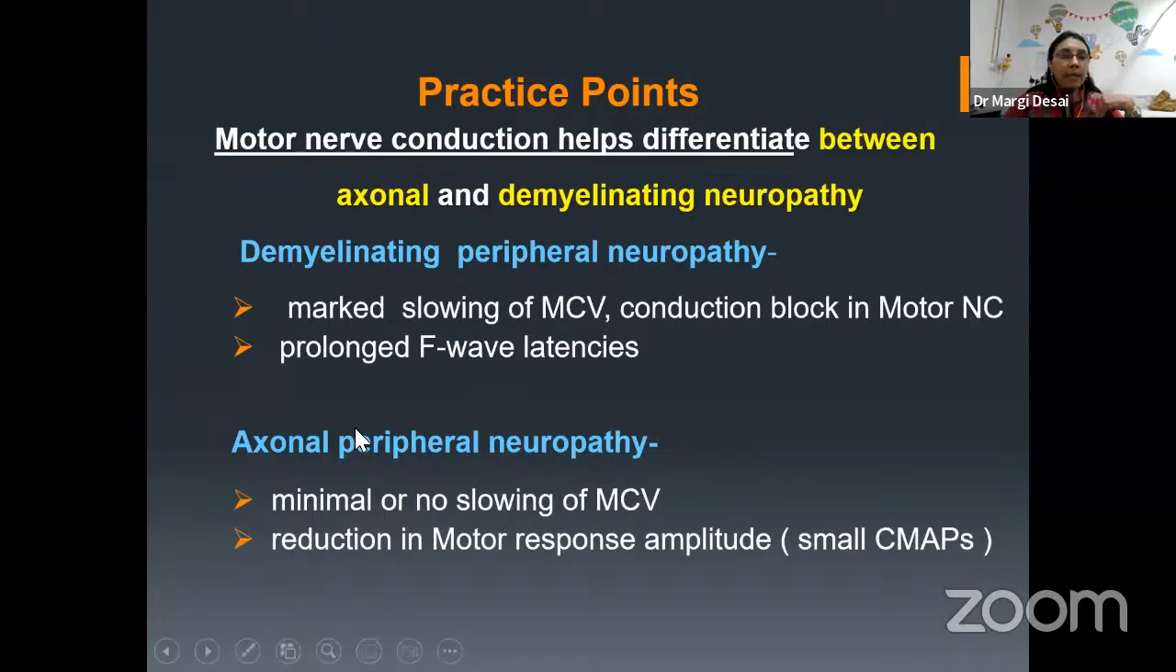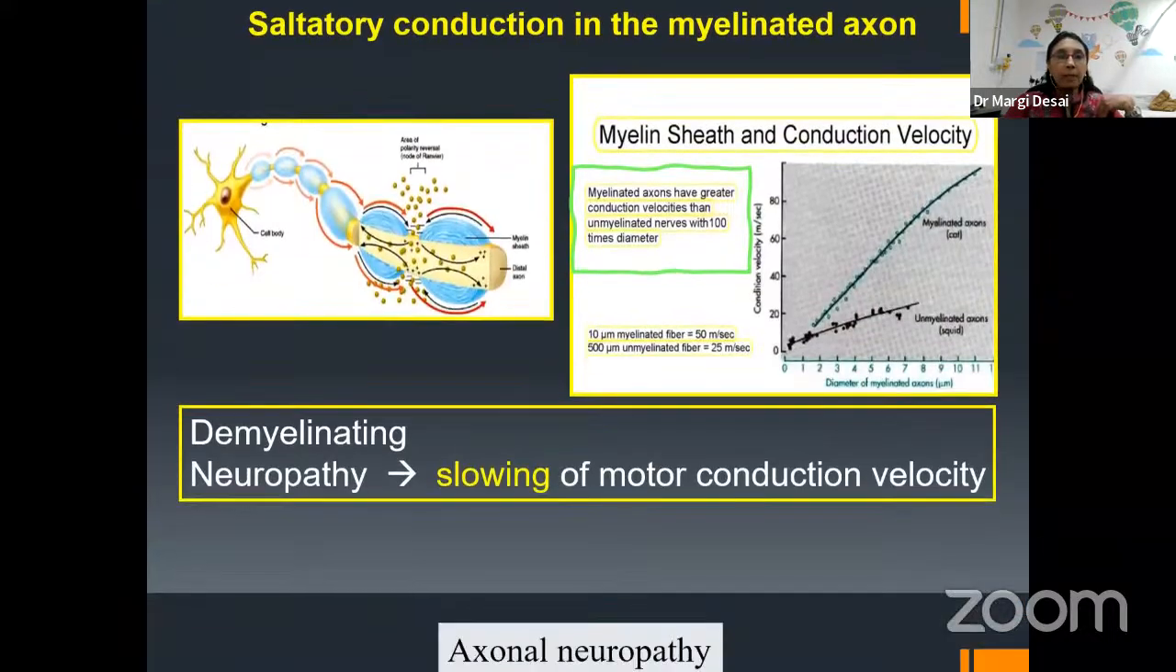Now what happens in an axonal peripheral neuropathy? There is minimal or no slowing of motor conduction velocity because the myelin sheath is intact. But here the axon itself degenerates. So there is reduction in motor response amplitude, which means that the CMAP amplitude, which I showed earlier, becomes small. So there is reduction in CMAP amplitude, but no slowing of motor velocity. So let's look at that.